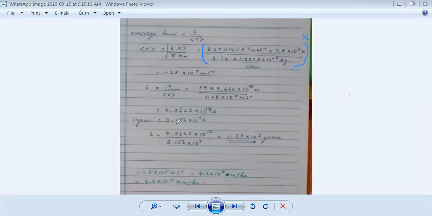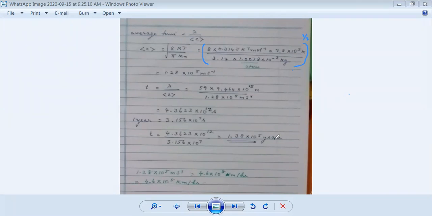So 1 year is equal to 3.156 into 10 power 7 second. Therefore, if you divide this answer 4.3623 into 10 power 12 divided by 3.156 into 10 power 7, it is taking 1.38 into 10 power 5 years. Okay, here, so many years it takes. 1.38 into 10 power 5 years it takes for another hit.